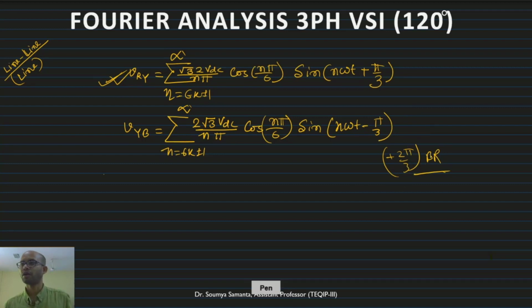Similarly you can do with the other ones. So this one will be plus pi by 3 plus pi by 3, which is nothing but 3 pi by 3, so basically pi. So when we get plus pi, that will be VBR. The other part is the same, so you do that part. So that is all about the analysis for three-phase VSI, Fourier analysis for three-phase VSI, 180 degree and 120 degree mode. That's all for this lecture. Thank you.